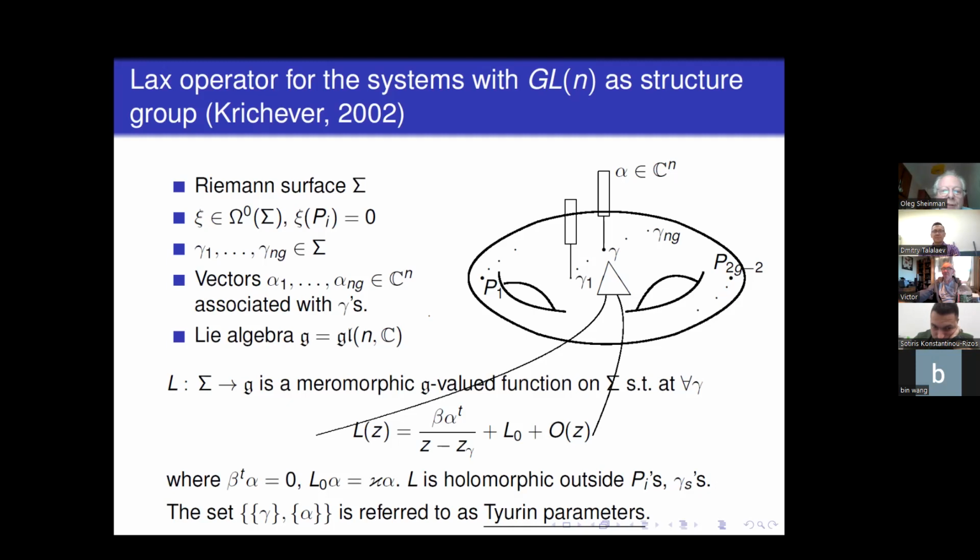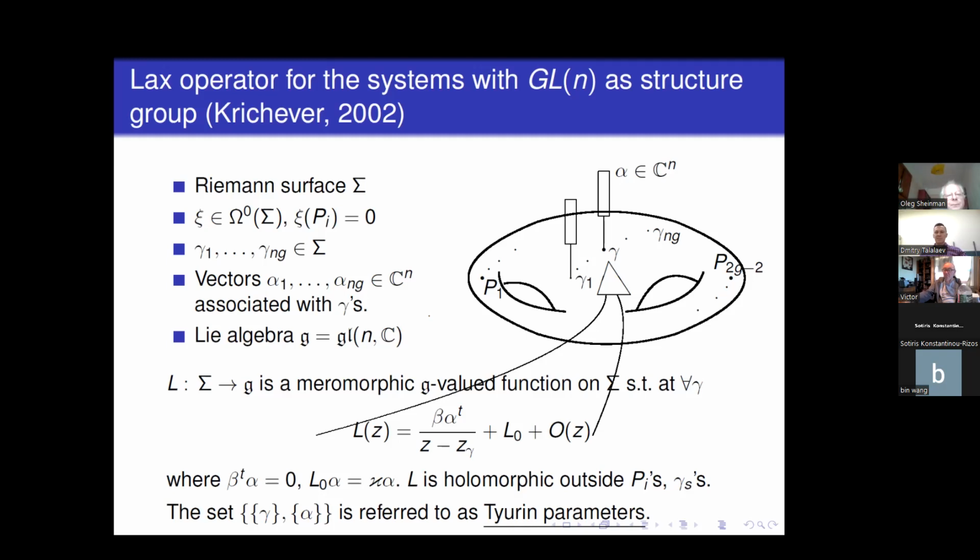There is certain geometrical data: a Riemann surface Sigma, drawn here in the right upper corner, a holomorphic differential xi and its zeros p_i. The number of zeros is equal certainly to 2g minus 2, where g is the genus of the Riemann surface.